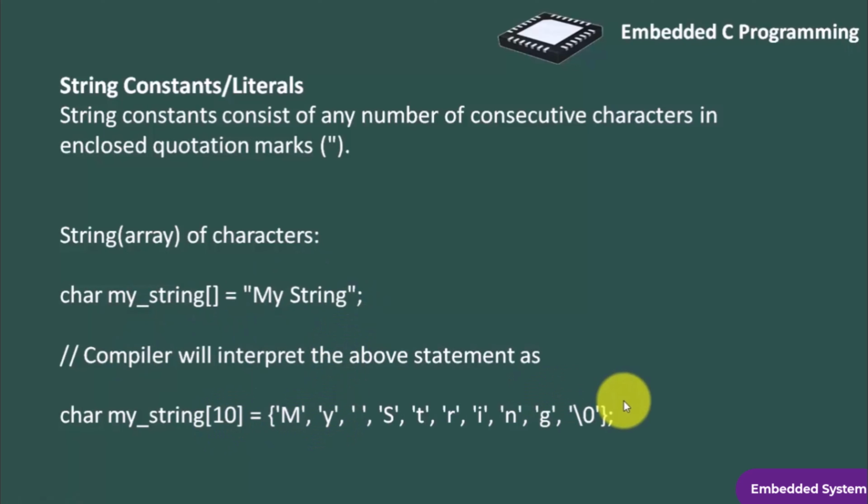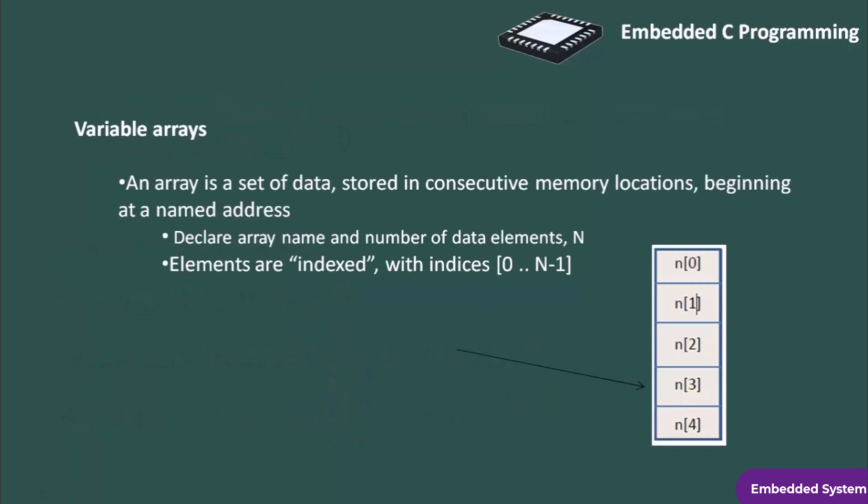In the C programming language, the system internally stores the string as a character array with the null character \0 as a terminator. That is, the null character marks the end of the string. That's why this string will get internally stored as a character array. Now let's see what is variable array.